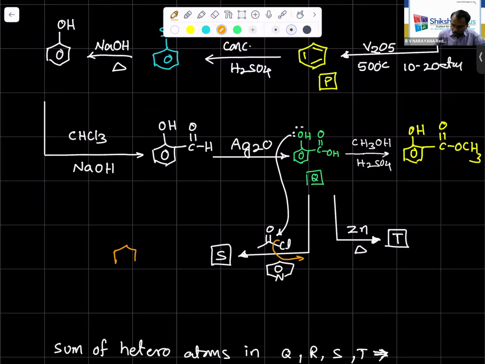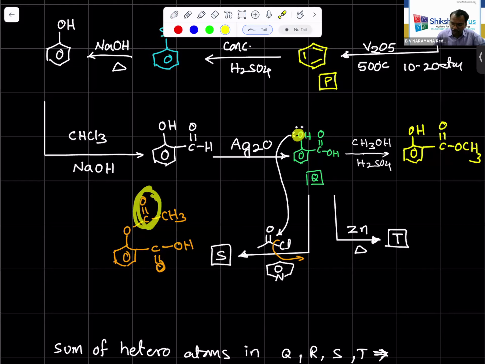Now, what is happening? Here, oxygen acylation takes place. What is happening here? It is the oxygen atom. On this oxygen atom, the C double bond O group is added. Therefore, it is oxygen acylation.